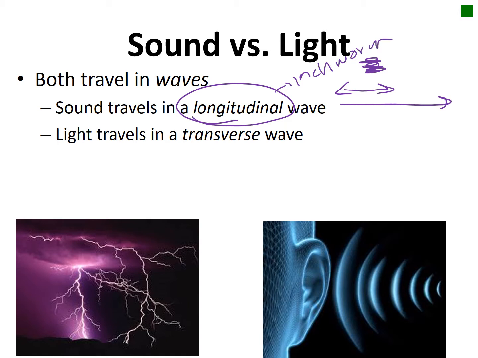If you look at a transverse wave, notice that it has that S, so it travels like the snake. It forms like an S, okay? So that's how the transverse wave travels. Now with these particles, they're moving up and down when the wave moves left to right.